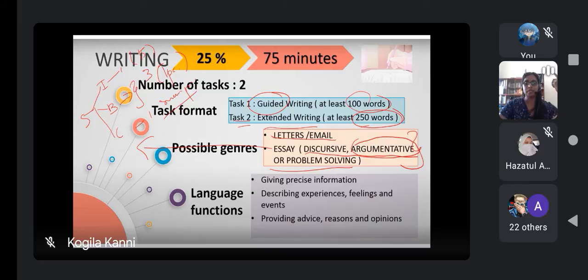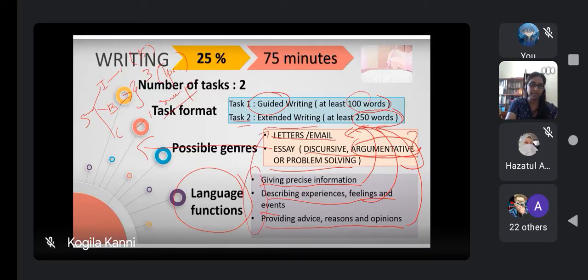That's it, people. So here, when it says language function that they're going to test you, you are giving precise information. This is for email. Describing experience, feeling, and events. This is also for email mostly. Providing evidence, reasons, opinion is also mostly based on the letters. Essay, of course, has all of them and more. What they give here is all about the email letters.